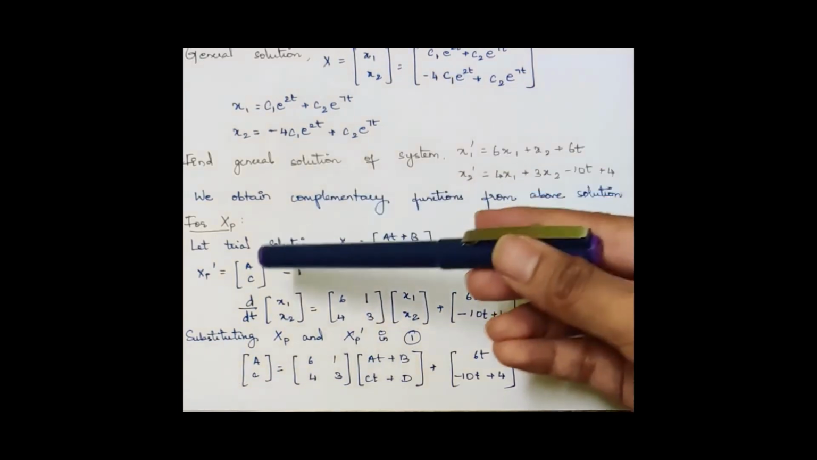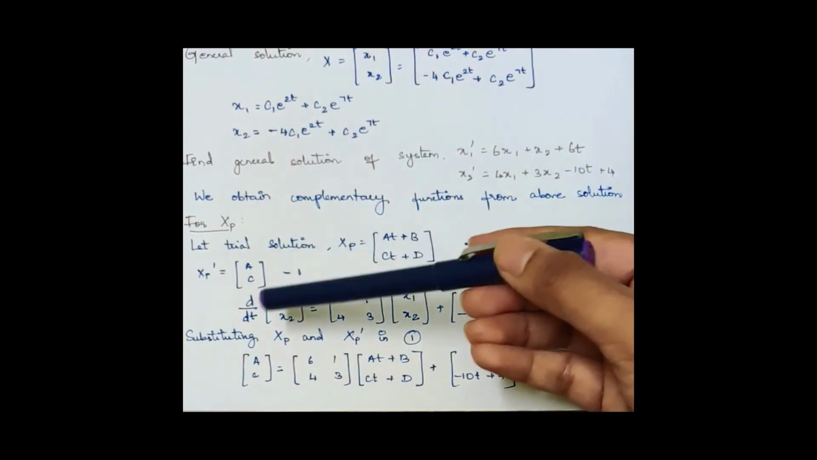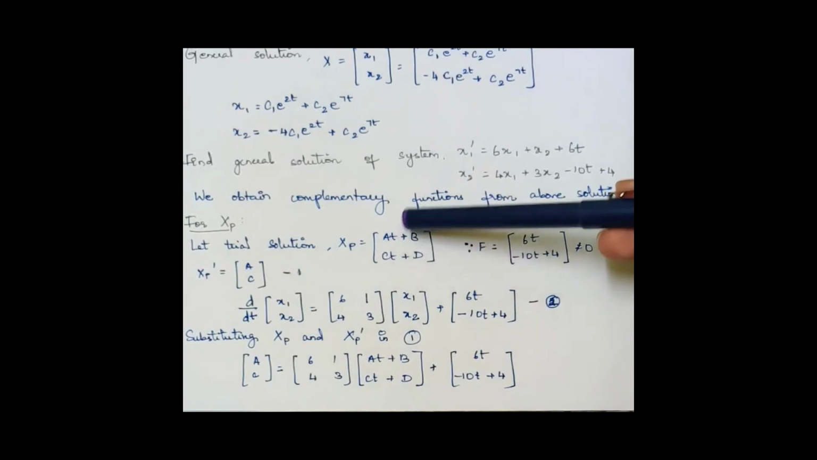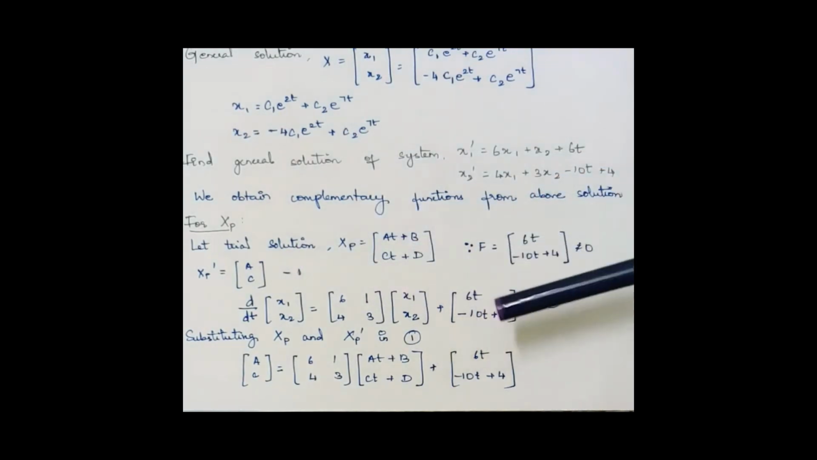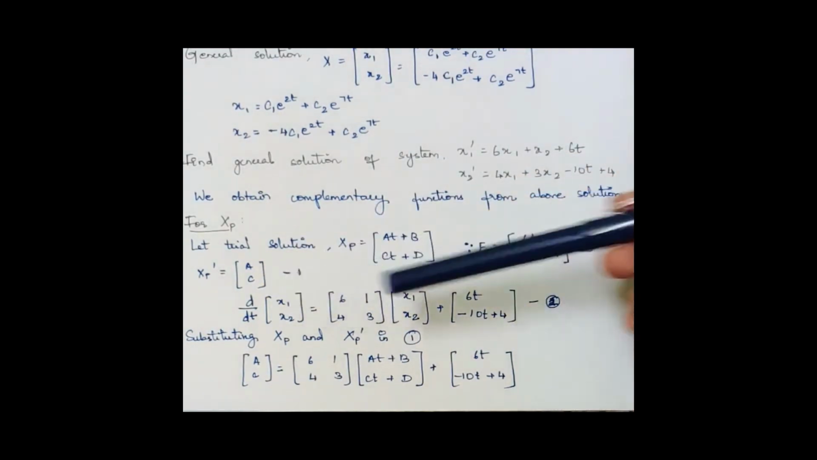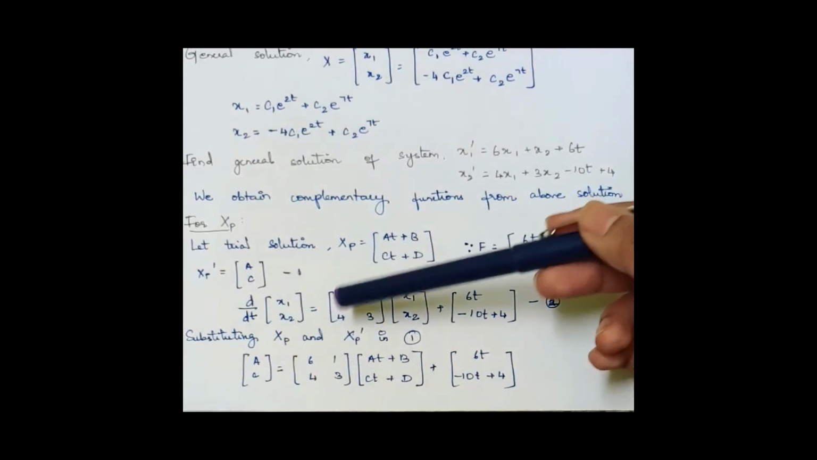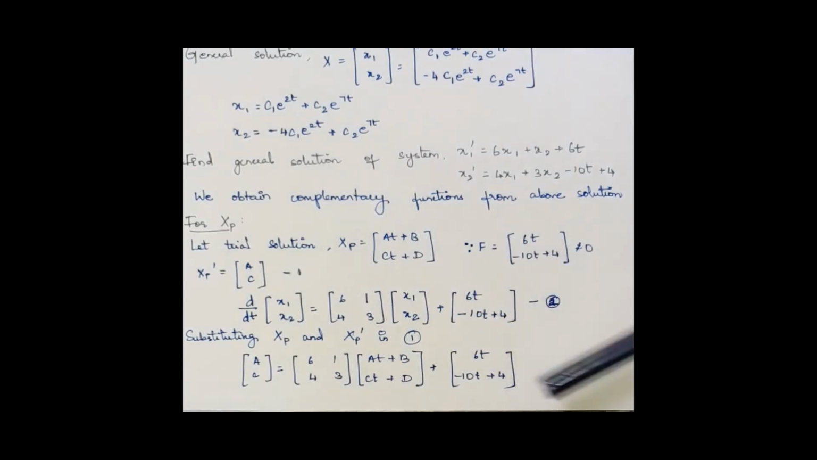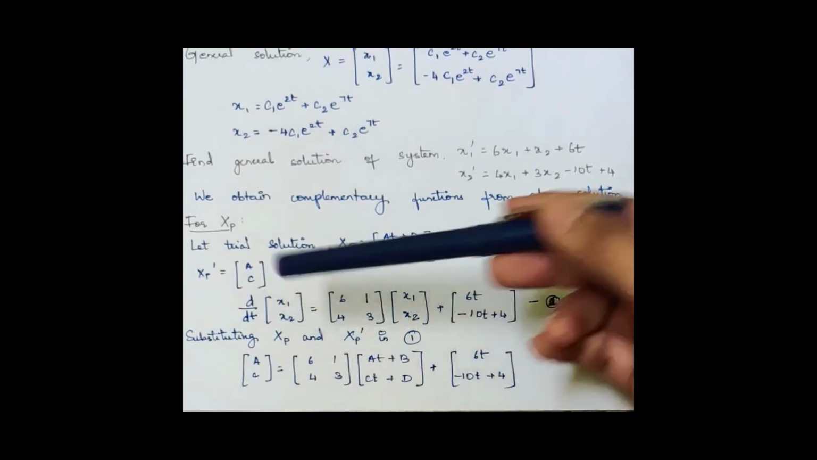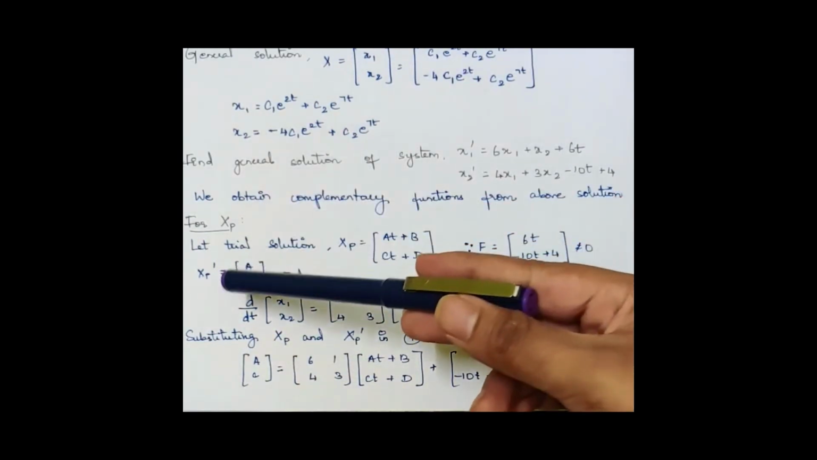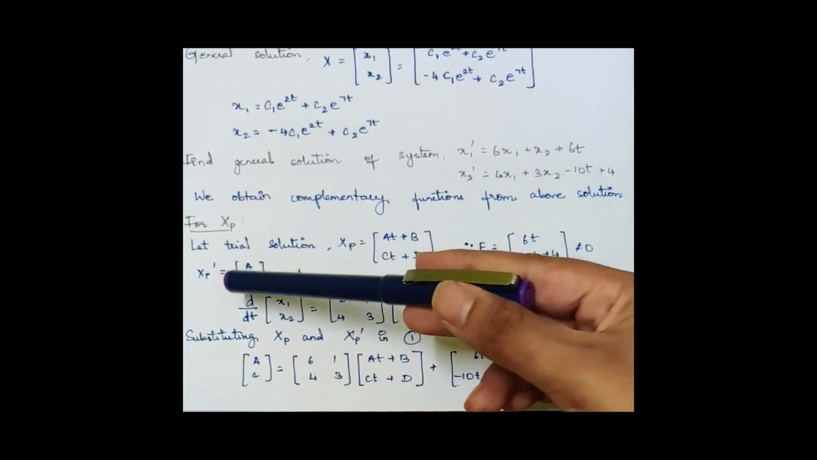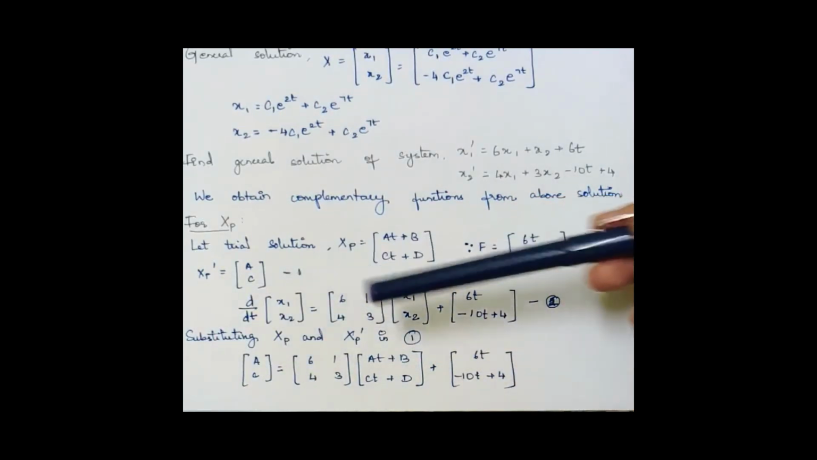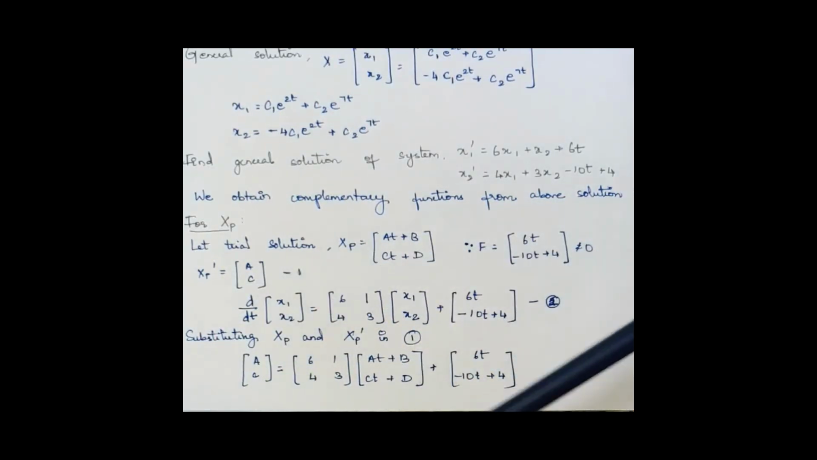So the differentiation xp dash is equal to A and C, because you get the differentiation of these as A and C. So this is the general format, that is d by dt of (x1, x2) is equal to the matrix (6 1; 4 3) times (x1, x2) plus (60, minus 10t plus 4). On substituting in the respective places, in the place of x dash you substitute xp dash, and in the place of x you substitute this xp. Now you have this format.